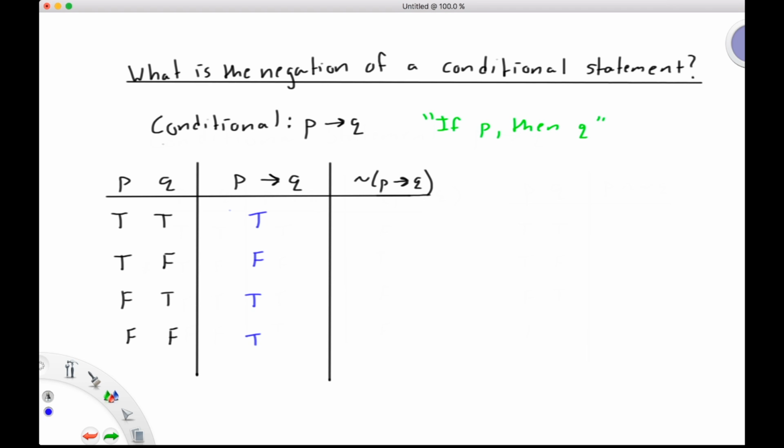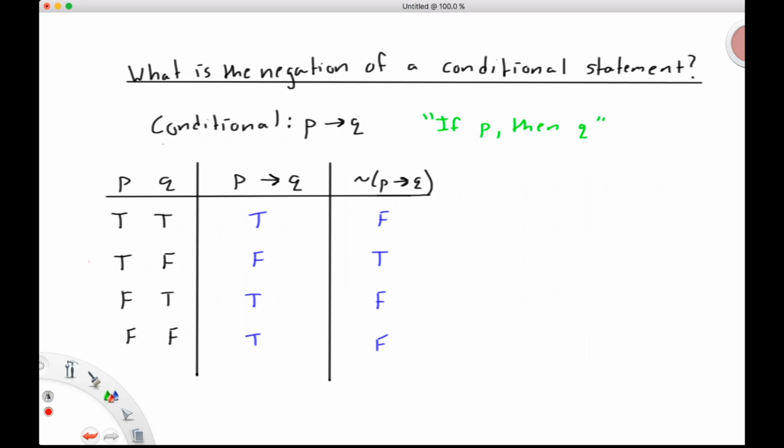And so when we're negating this, we have to take any of these true rows and turn them into false. So if we look at our third column here for the negation, since the conditional is true in our first case, its negation is going to have to be false. Since the conditional is false in our second case, the negation is going to have to be true, right? And so on and so forth. These last two, since they are true for the conditional, will have to be false for our negation.